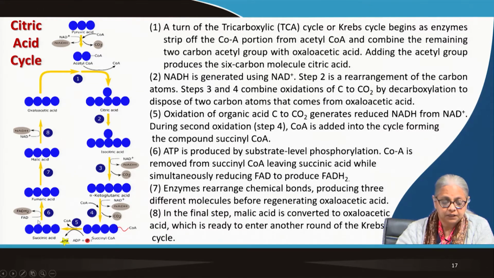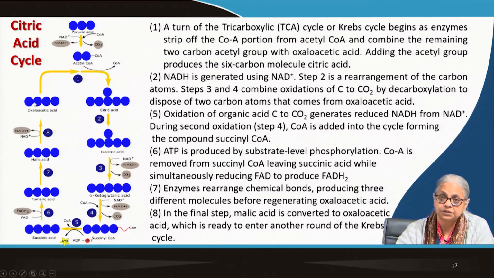So in the next step, FAD plus is utilized. It's converted to FADH. So succinic acid is converted to fumaric acid, and fumaric acid goes to malic acid. Malic acid is converted to oxaloacetic acid. These are all C4 compounds, so they are all isomers of the same thing. So we have NAD plus being converted to NADH.